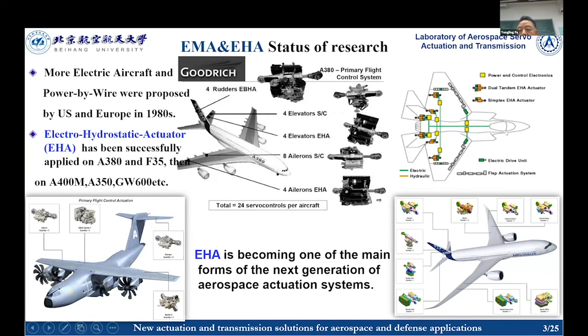And on the F-35, all main flight control surfaces are driven by the EHA or EMA. This is the F-35. And after the A380, the A400M military aircraft has also used the more electric aircraft architecture. And after the A400M, the A350 has used more EHA technology. EHA is becoming one of the main forms of the next generation of aerospace actuation systems.